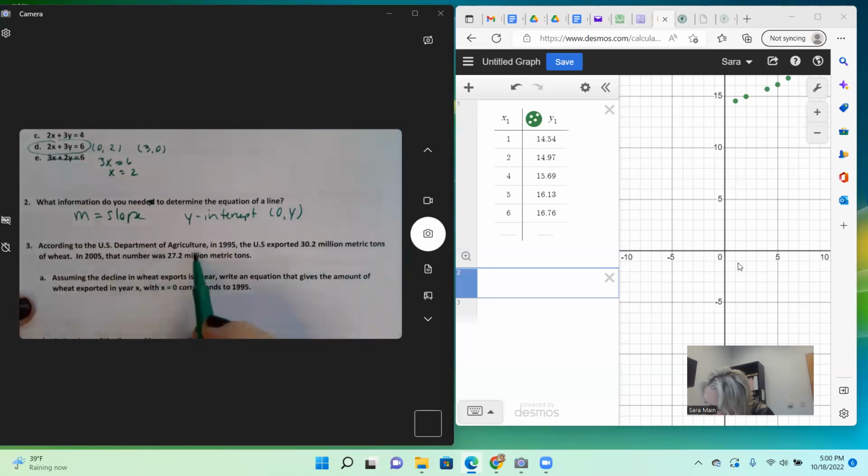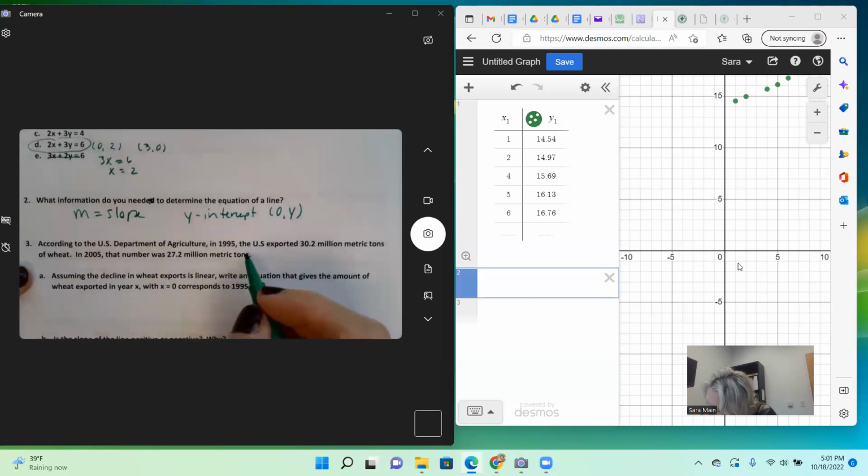Number 3 says, according to the U.S. Department of Agriculture, in 1995, the U.S. exported 30.2 million metric tons of wheat. In 2005, that number was 27.2 million metric tons. Assuming the decline of wheat exports is linear, write an equation that gives the amount of wheat exported in the year X. X equal to 0 corresponds to 1995. So they gave us information on 1995. It was 30.2. So we know the y-intercept. So that's good. In 2005, that number was this.